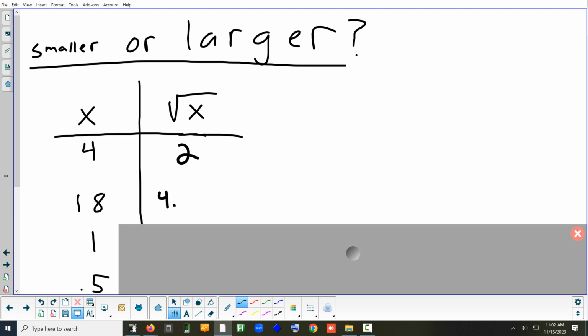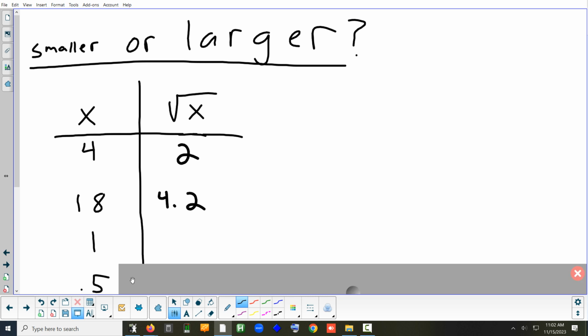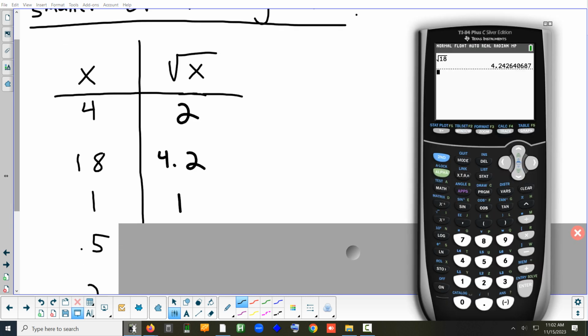Smaller. Okay, so based on those two numbers, you might think, okay, when you take the square root, it always gets smaller. Well, let's try 1. What's the square root of 1? 1. Okay, well, based on that, maybe you say when you take a square root, it always gets smaller or stays the same. All right, let's try 0.5. Okay, square root of 0.5.